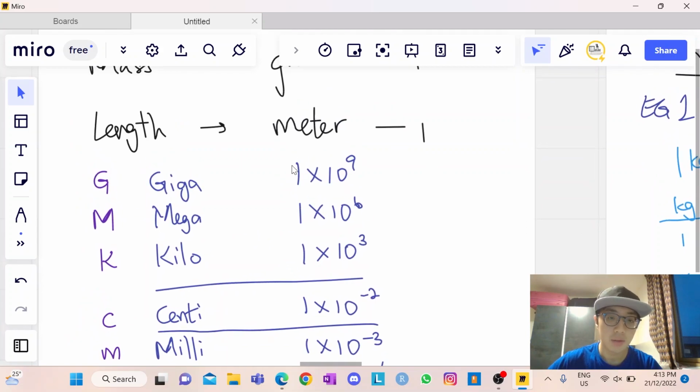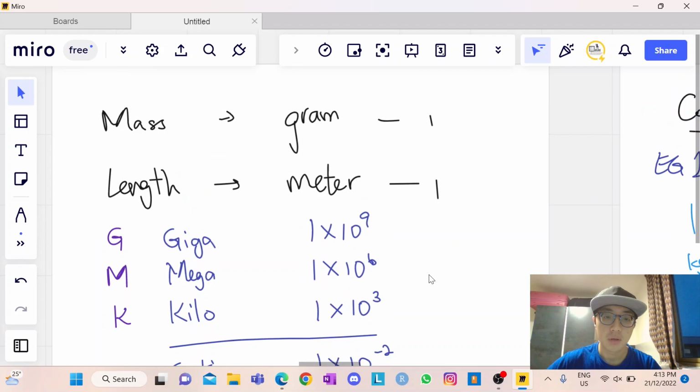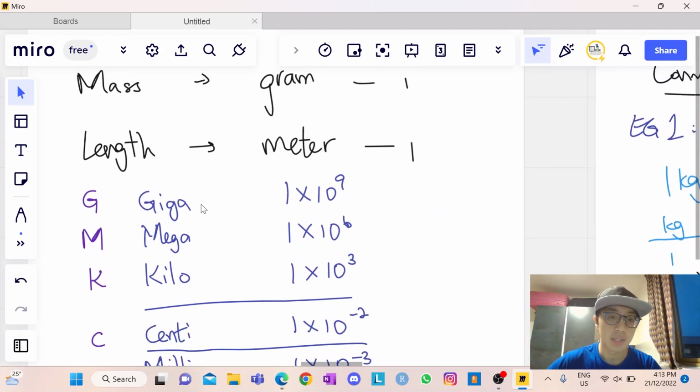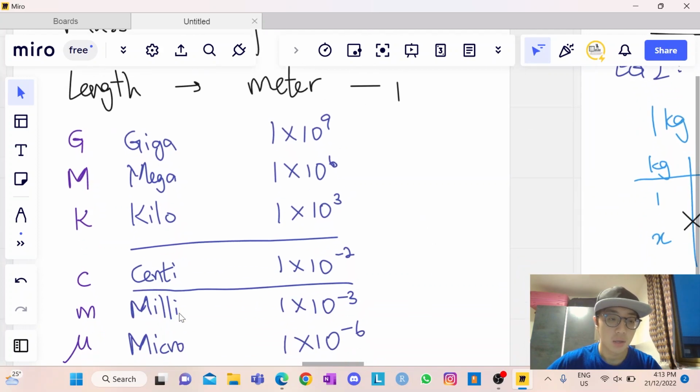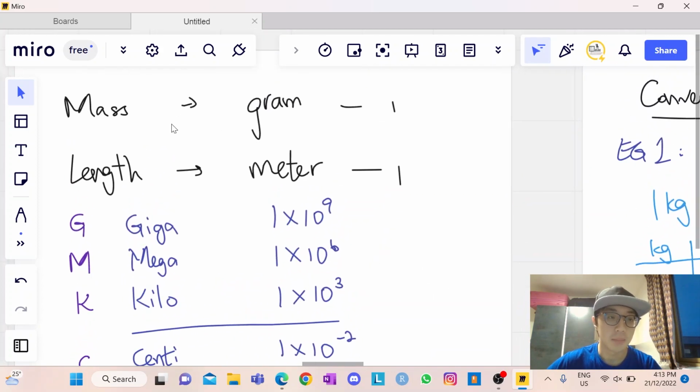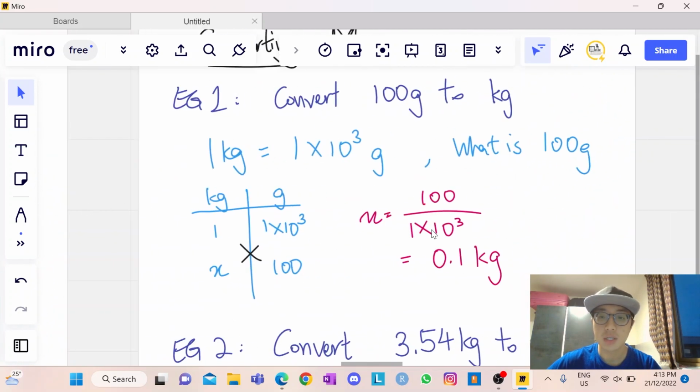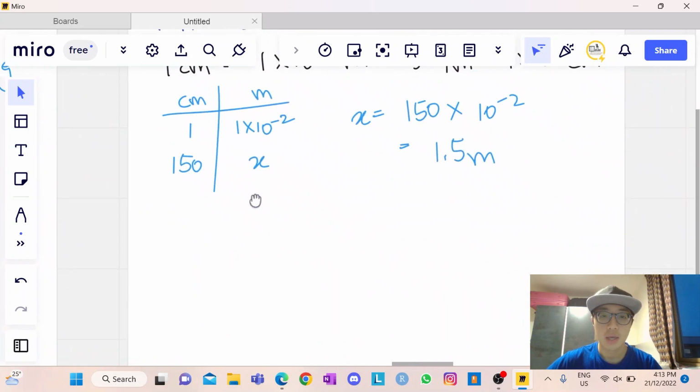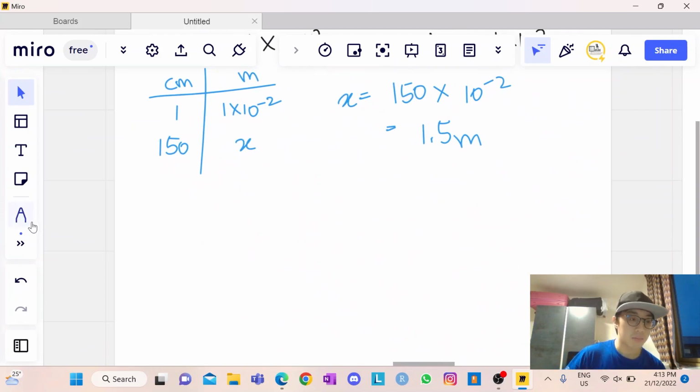So 1 of this unit right here is equal to this times the base unit. All right, so let's say 1 giga is 1 times 10 to the power of 9, the base unit. 1 milli is 1 times 10 to the power of -3, the base unit. All right, so this is how you read the table. And let's have a little bit of example right here.